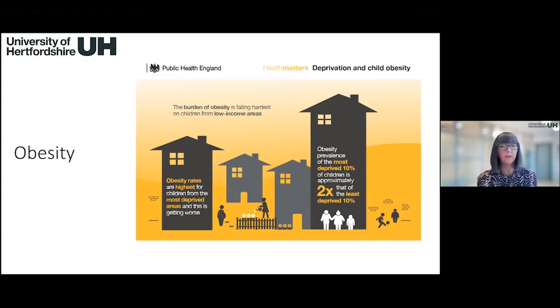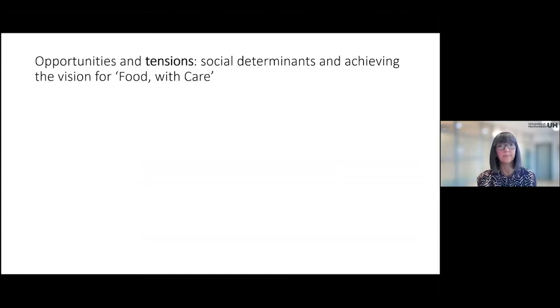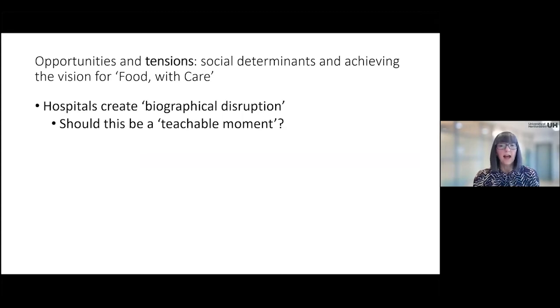So I'm going to move on now to talk about some of the tensions and opportunities that we have so that we can take account of social determinants as we create this vision for food with care. Firstly, in terms of tensions, having a chronic condition or being treated or being in hospital can create episodes of biographical disruption, a life being interrupted, our social networks disrupted, and uncertain futures for a period.